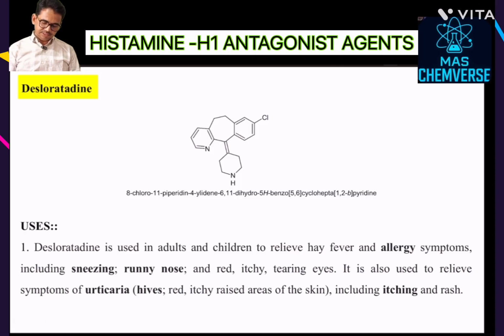Desloratadine also has both the groups. Pyridine it will have, perhydropyridine it will also have. Des means dipyridine.